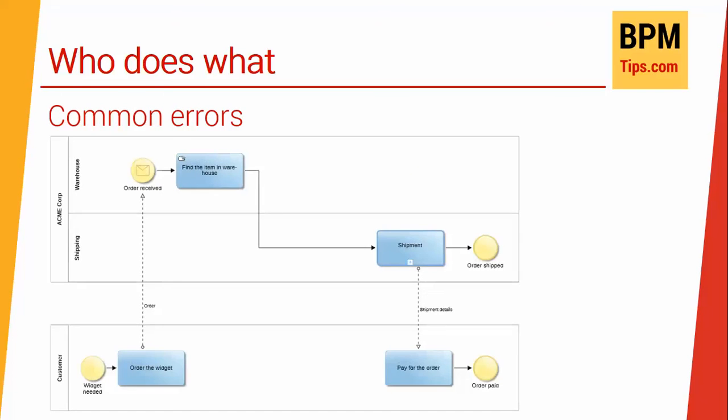Or you could see a process like this. So it starts in the customer pool, customer orders a widget, it starts the Acme Corporation process, but you can see that there is no sequence flow. This is also an invalid process. Process should flow in each of the pools. So after order the widget, we should have a sequence flow right to the pay for the order.